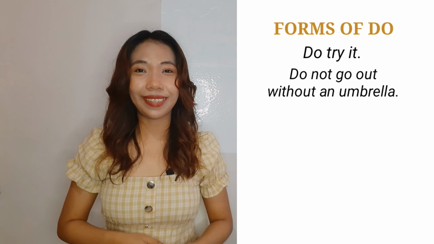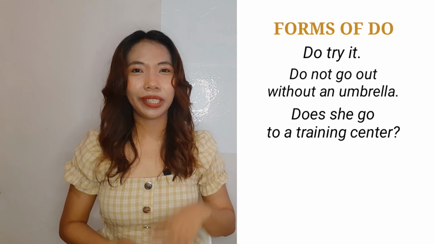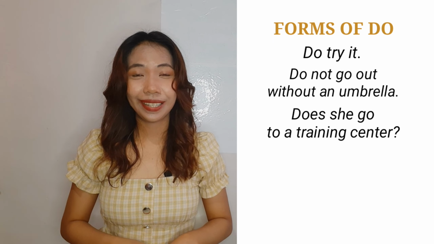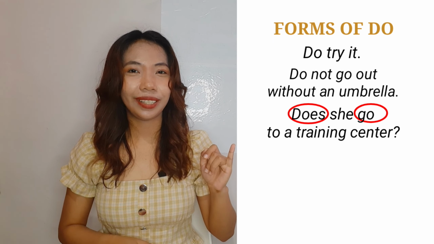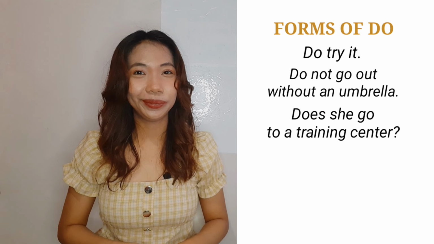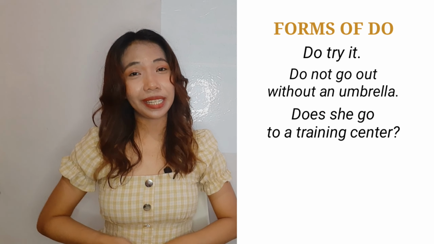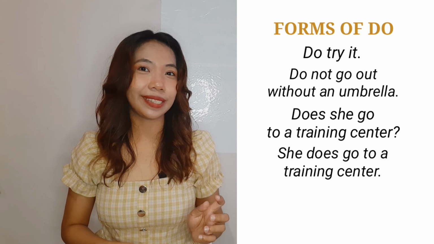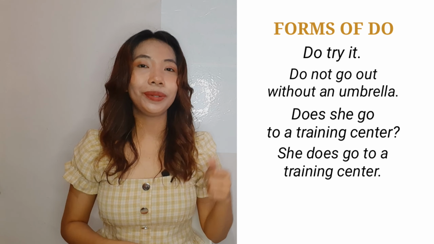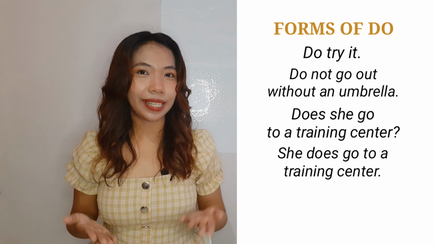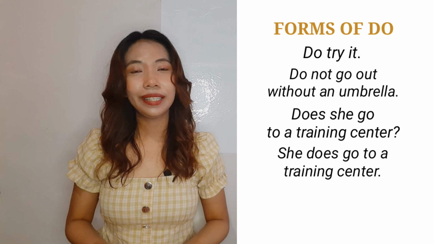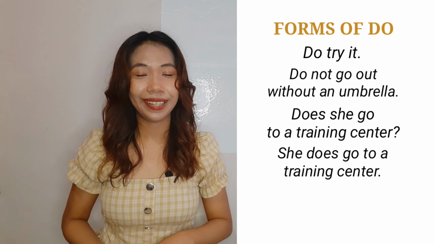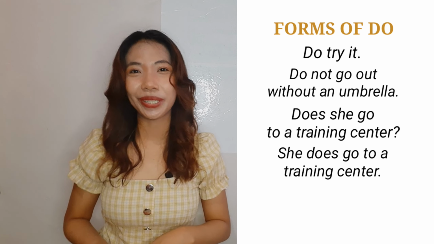We can also use this in question form. Does she go to training center? We have does, and we still have go. If you're going to make this question a statement, you may say, she does go to a training center. The same as earlier, this does here just gives emphasis that she really goes to a training center. That's why we have does before the verb go.